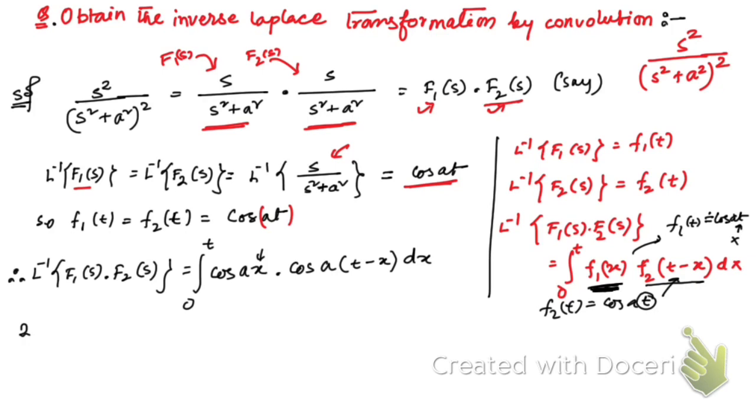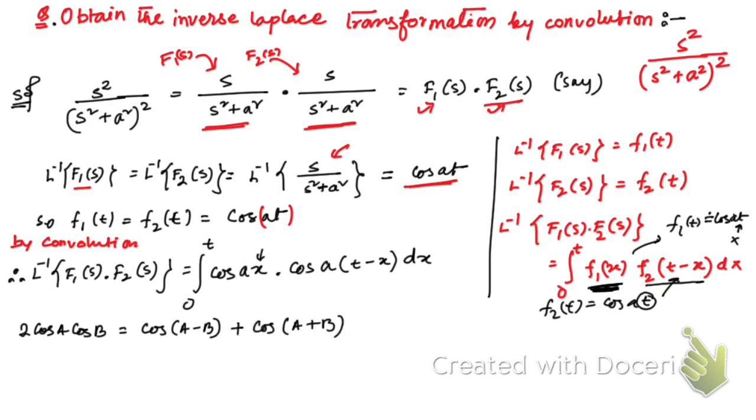So by convolution we have got this result, right? So that's why one more thing. We know that 2 cos a cos b, this is a trigonometric identity. We're going to use this: cos(a minus b) plus cos(a plus b), right?